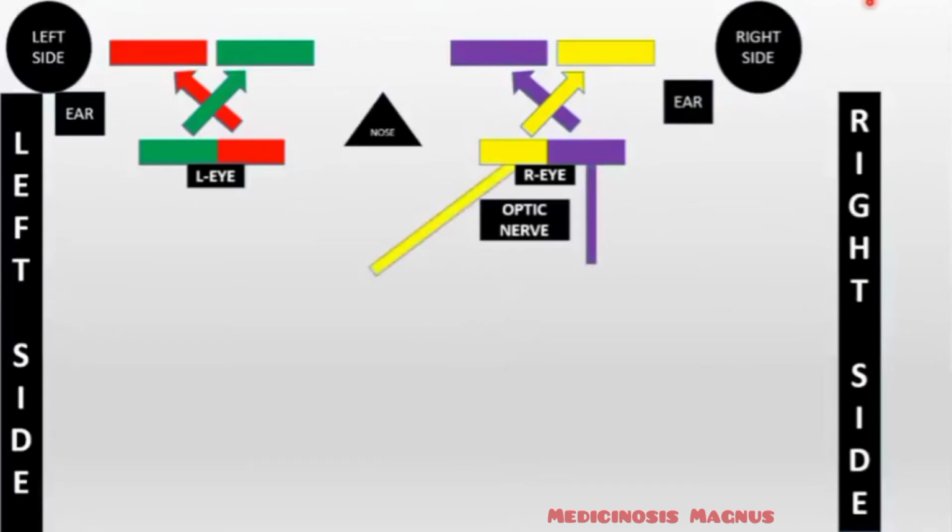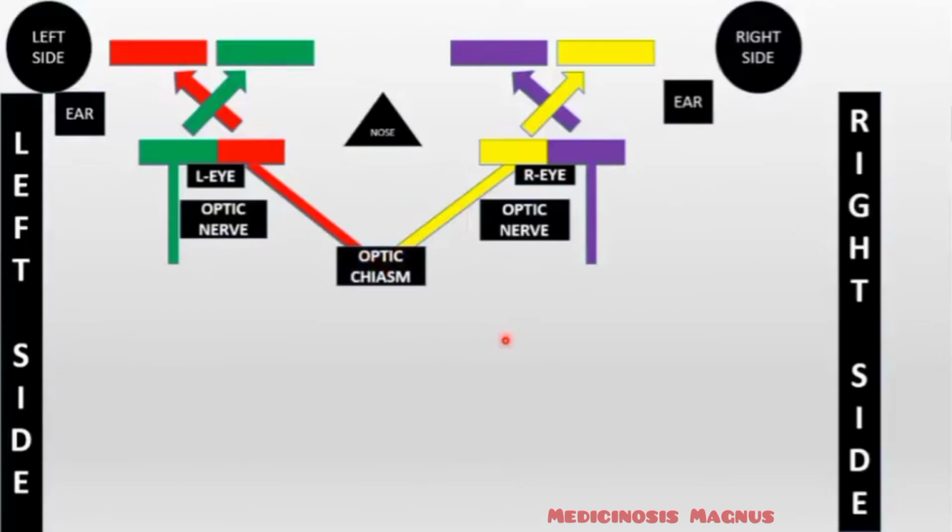As we just divided the right eye into two halves, let's just divide the optic nerve into two halves. This yellow color optic nerve supplies the yellow part of the eye. This violet color supplies the violet part. Just like that for the left eye. Now we can see here the medial part of the optic nerve, that is near to the nose. The two optic nerves cross each other. This part is called the optic chiasm. Now this part lies just near to the pituitary gland.